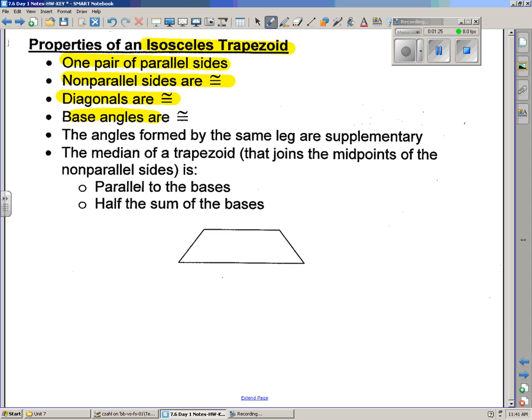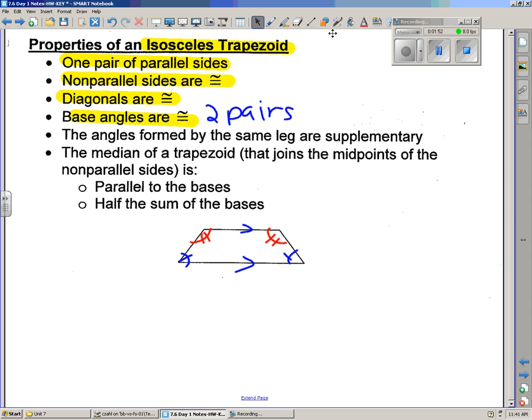Base angles are congruent, and by the way, there happen to be two pairs of those. Base angles would be, like, these guys, because they're attached to one of the bases, and then these guys up here would also be congruent because they're attached to a base. Now they're not all four congruent to each other, because then that makes it a rectangle, or possibly even a square. But base angles are congruent.